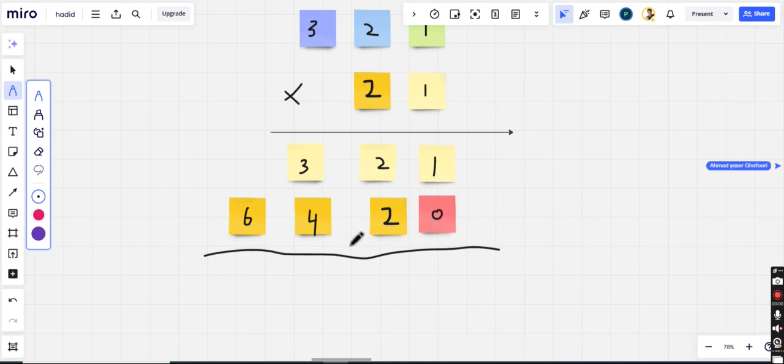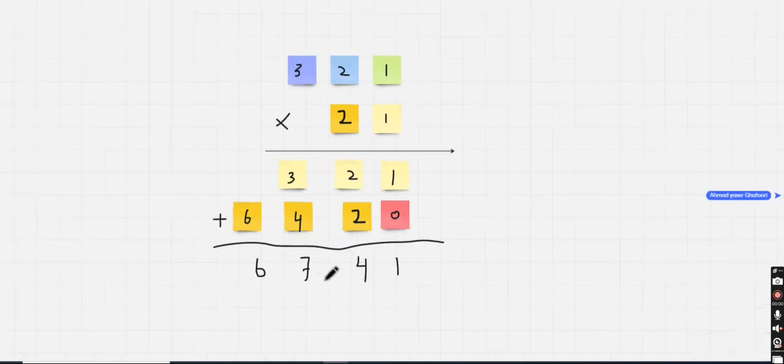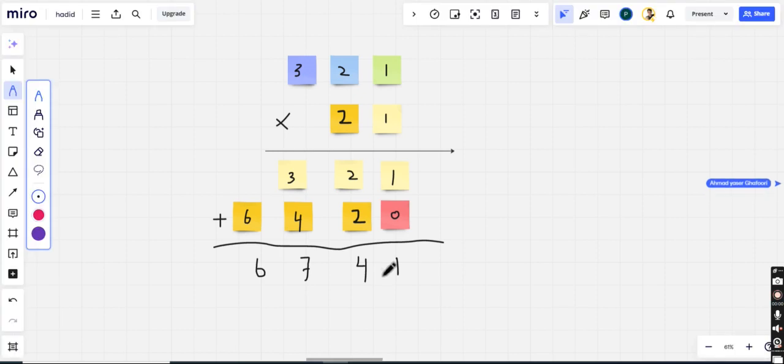1 add 0 we get 1. 2 add 2 we get 4. Good. 3 plus 4 we get 7. Good, and 6 comes down here. Understand? We get 6,741.